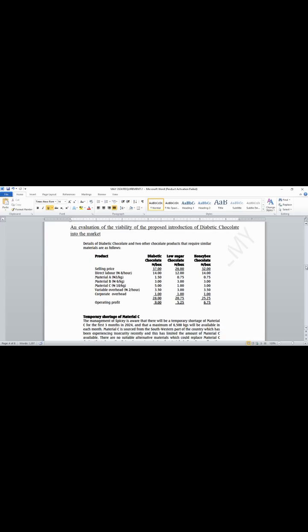So now, concerning the introduction of the diabetic chocolates, this was the financial information we're given. We're given three products. We have the diabetic chocolate, that's the new product that they want to introduce. We have the low sugar chocolate and the honeybee chocolate. So these are the three products that we have currently, and we're given the selling price. We're given the variable cost: direct material, direct labor, variable overhead, corporate overhead.